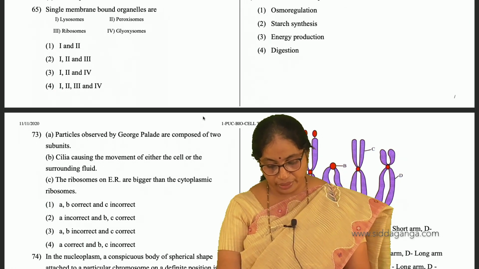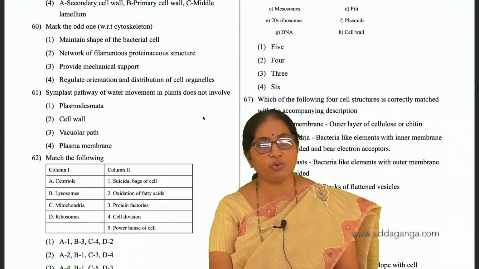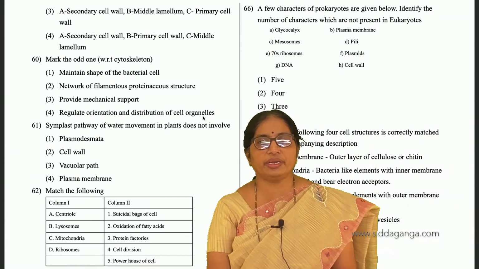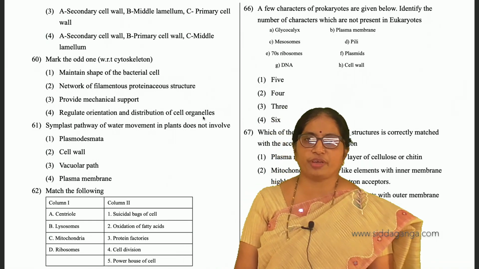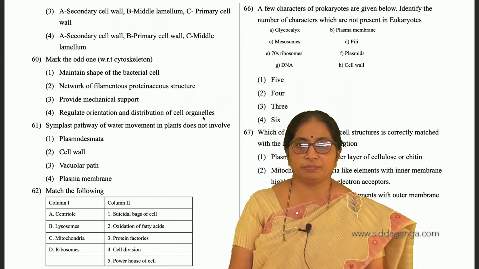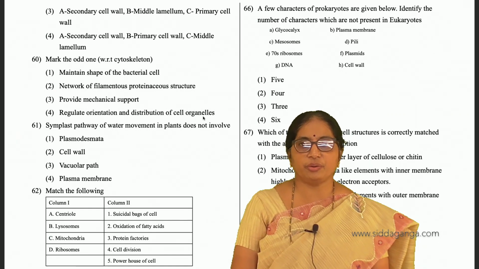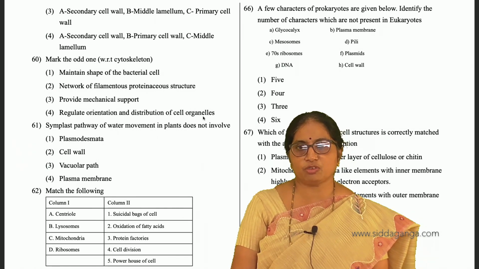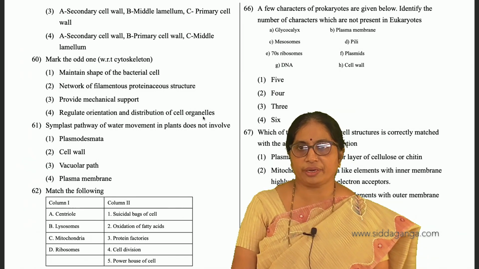Next is question number 66. A few characters of prokaryotes are given below. Identify the number of characters which are not present in eukaryotes. They are not present in eukaryotes, but they are present in prokaryotes. So glycocalyx, of course, it is a character of prokaryotes and not eukaryotes.